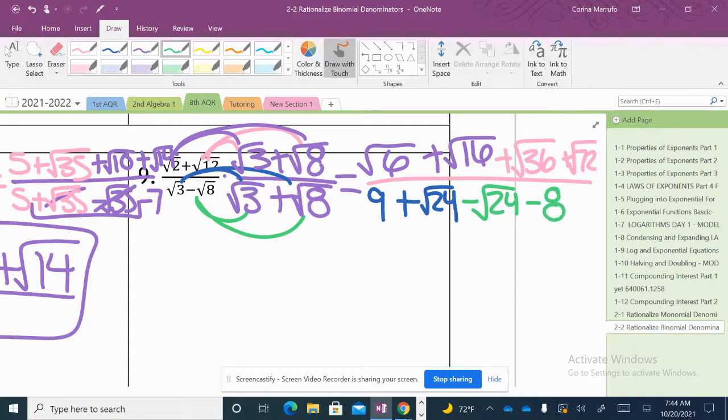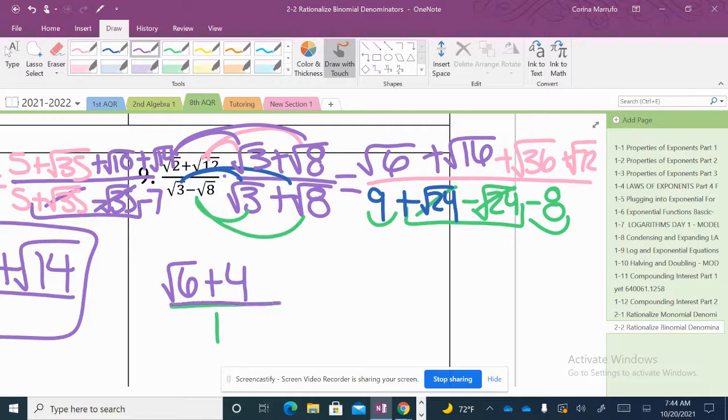Okay. So down here, when I combine like terms, these cancel out, and all I'm left with is 9 minus 8. So that gives me 1. On the top, we have the square root of 6. That does not simplify. The square root of 16, we can take the square root of 16. That gives us 4. We can also take the square root of 36. That gives us 6. And then 72, I believe we can simplify.